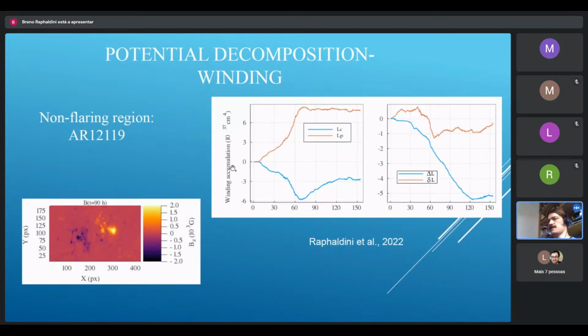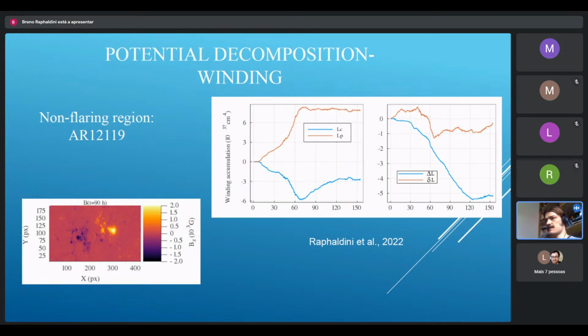Inspired by this idea, we decomposed the winding also in its current carrying and potential components, and analyzed magnetogram data from active regions to see whether we can relate the behavior of these components of the magnetic winding with the behavior of the active region in terms of its solar flares.